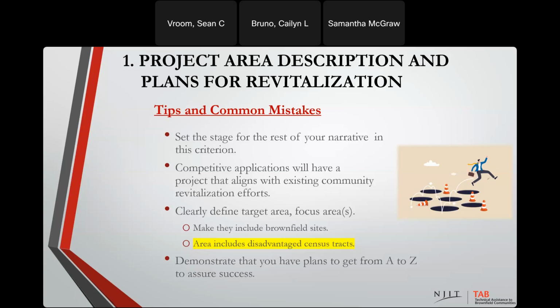You also want to clearly define your target area or focus areas. Your target area basically is the larger area that you would be able to expend grant monies in. So for community-wide assessment grants, you may initially in your application name 3 sites. 2 of those sites may fall through. You're going to want to look at sites within that larger target area and hopefully within your focus areas. The focus area would be what's located within your target area.